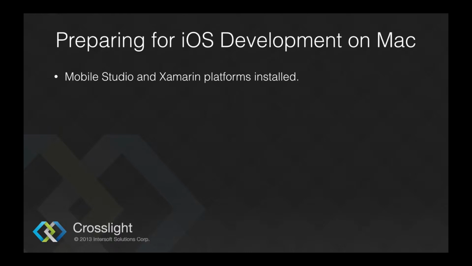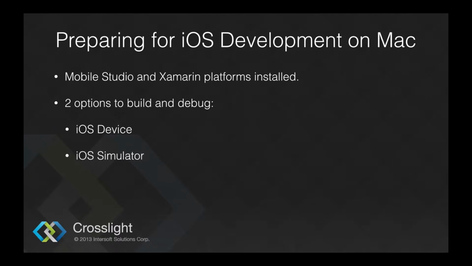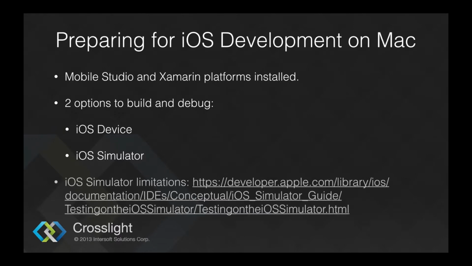To develop iOS applications, you can either build and debug directly to an iOS device, or you can use the iOS simulator. However, iOS simulator has certain limitations. You can find a complete list of limitations on Apple's iOS developer website. In this video, we'll create a Crosslight powered solution and then run the iOS project onto the simulator.